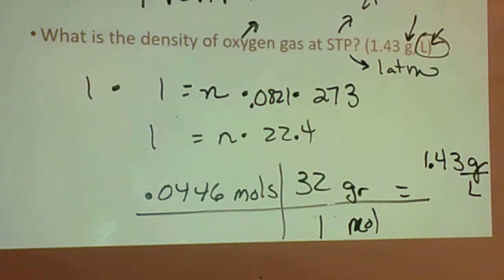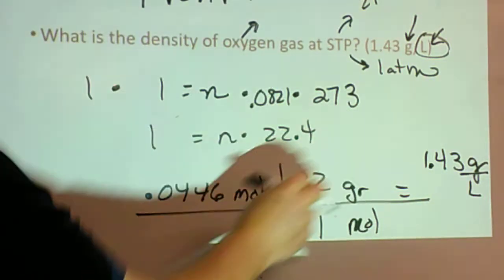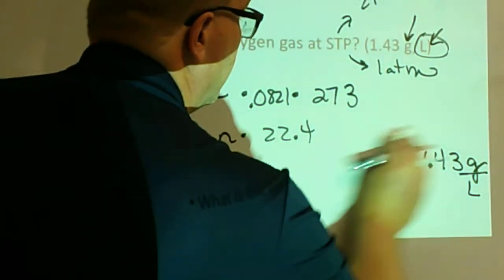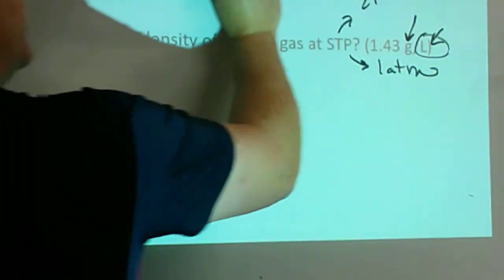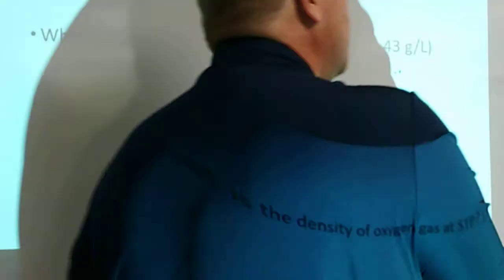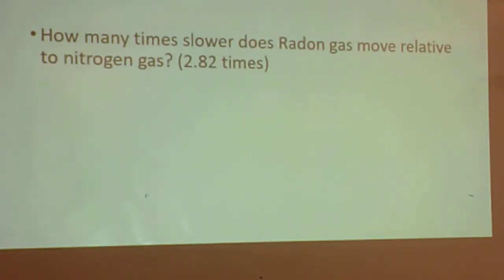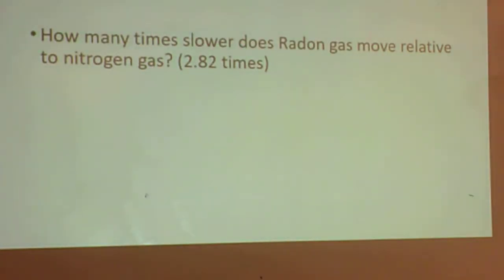There actually isn't any other way to do this, but we're good on this. That is my answer, 1.43 grams per liter. My last one I'm going to do is actually one of the Graham's laws. And these are some of the sentences that you're going to see. How many times slower does radon move than nitrogen gas?